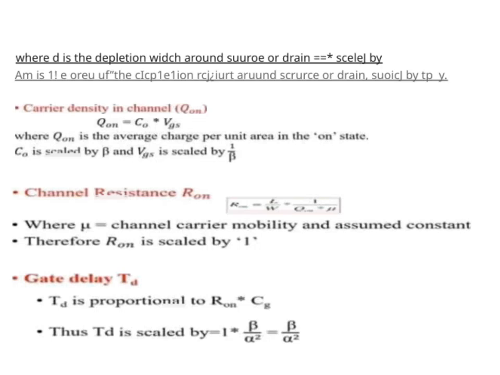Here, we are looking at the concept of the depletion width, which is represented by D. This depletion width forms around the source or the drain regions in a semiconductor device. Essentially, it is the region where mobile charge carriers are depleted, creating an area that impacts the device's electrical characteristics. The text mentions that D is scaled by AM, which refers to a certain parameter related to the depletion region around the source or drain.